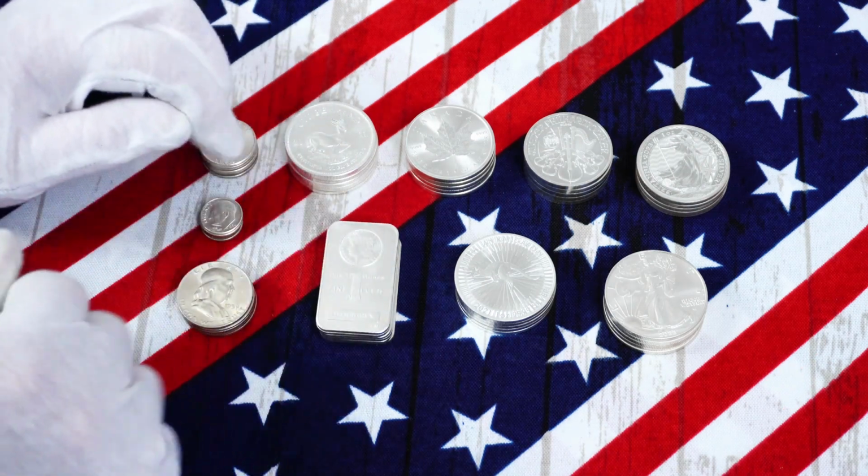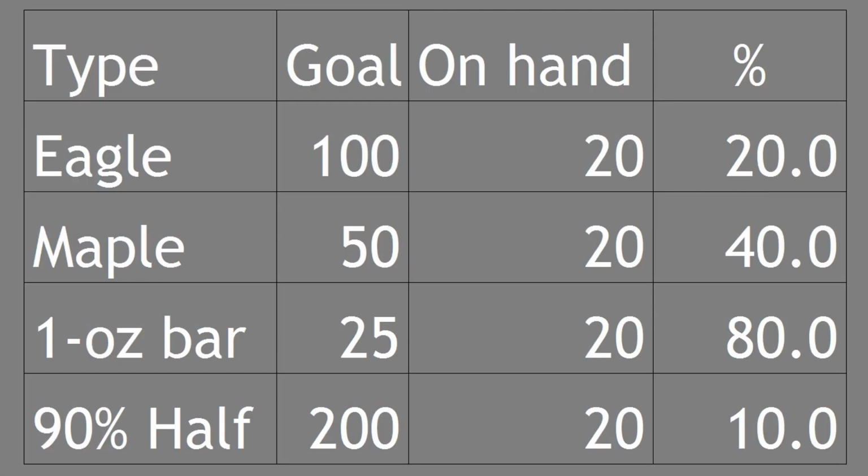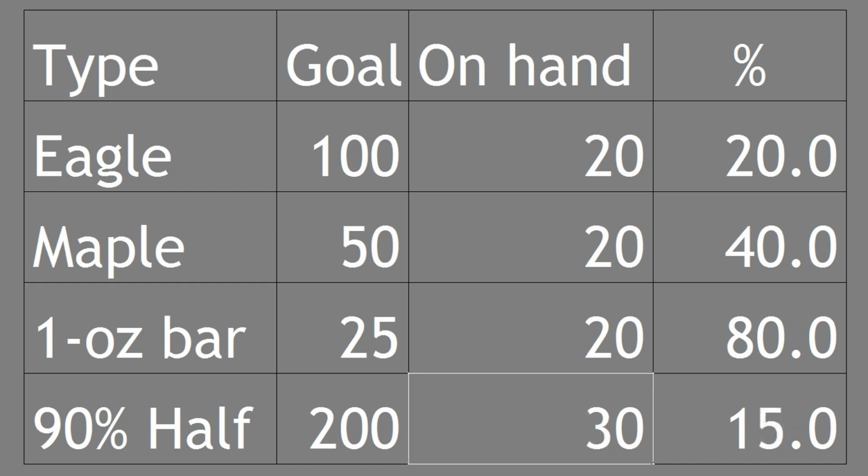The next time I have the funds available to add to my stack, I will look at my spreadsheet and see which type has the lowest percentage of my desired goals. I will see my 90% half dollar goal is the lowest, meaning I will make purchases of those halves a priority. I will go down to my LCS, pick up $5 face value, and when I return, I will change my on-hand quantity to 30. My percentage of the goal is now up to 15% for constitutional half dollars.